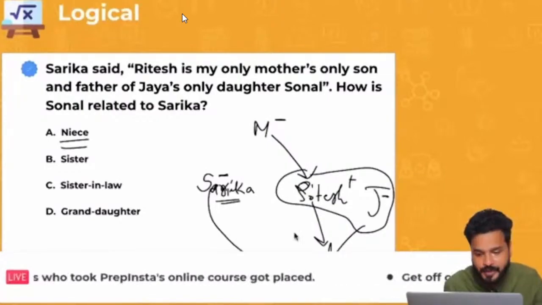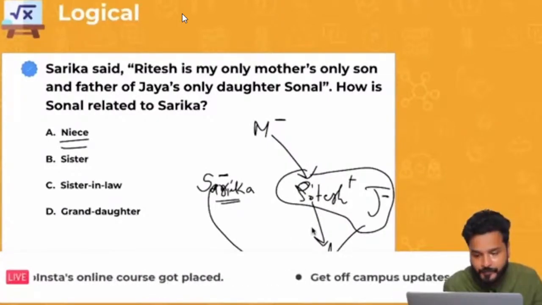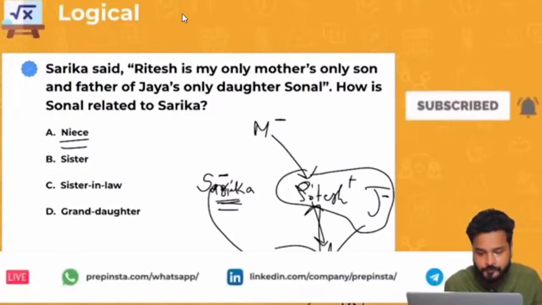Sonal is the niece. Because who is Sarika to Sonal? Your father's sister. What do you call a father's sister? Aunt. So for an aunt, what would Sonal be? A niece. If she was male, she would have been a nephew.